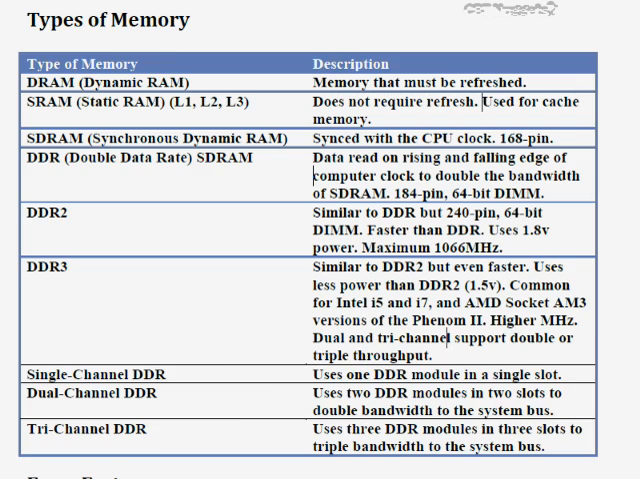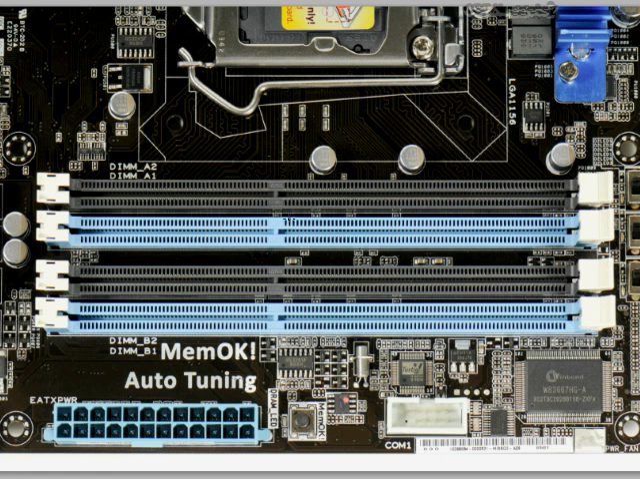Let's go ahead and take a look at that. So then, using this photograph as an example, let's imagine that you're working with a single-channel DDR motherboard. Then, let's say I installed 1 gigabyte of RAM here. It's going to use 64 bits, because a DIMM uses 64 bits, right?